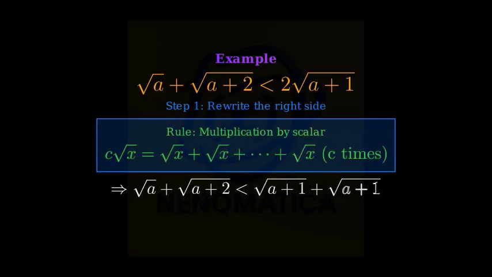First, we'll rewrite the right side of our inequality. We can express 2 times the square root of a plus 1 as the square root of a plus 1 plus another square root of a plus 1.